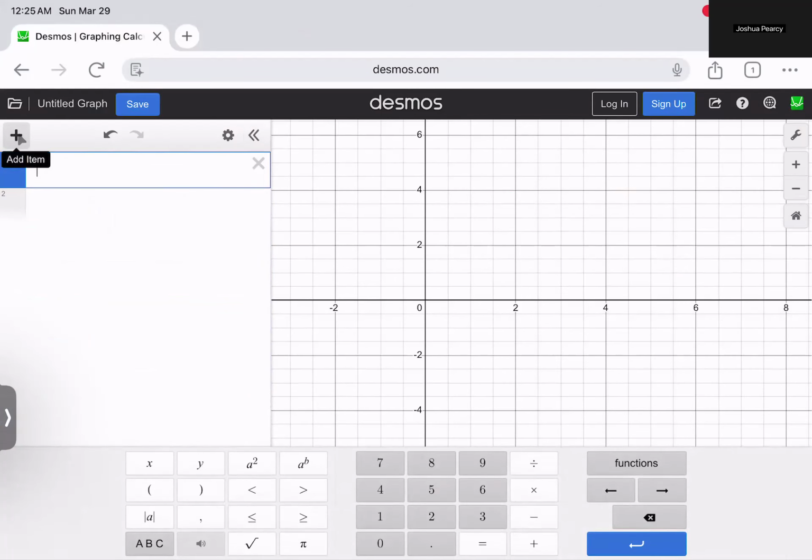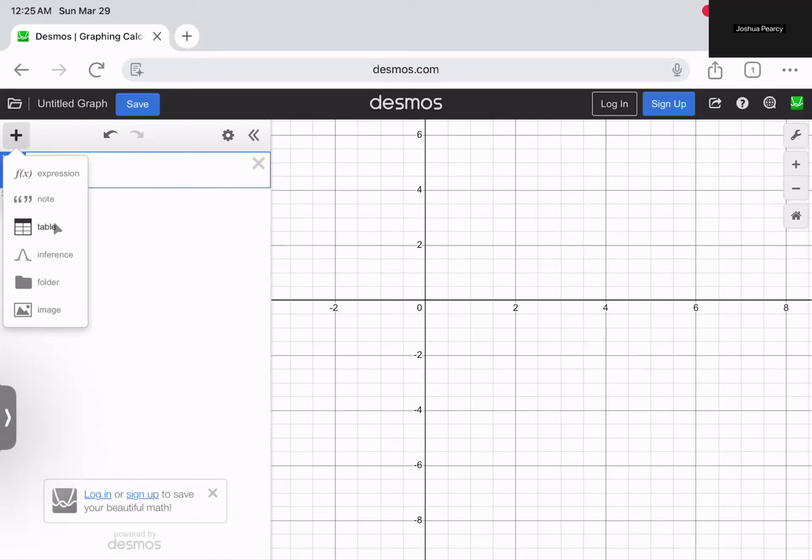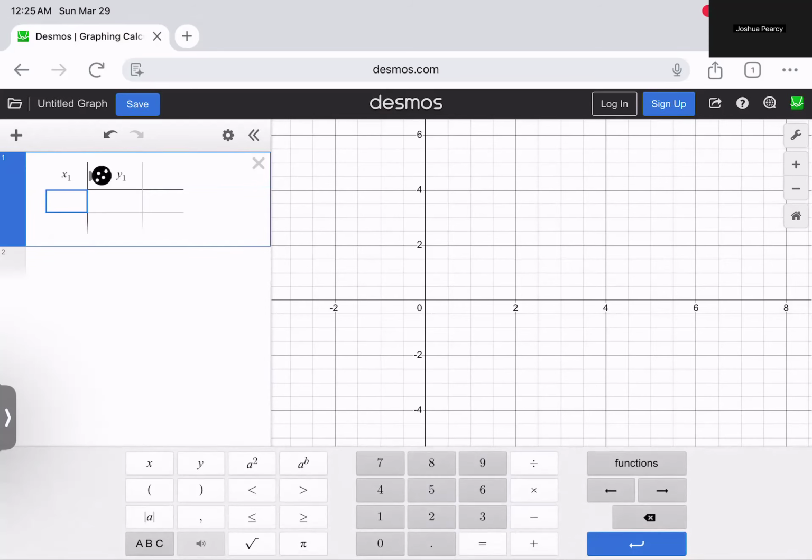You're going to go up here, hit add item, and go to table. What you're going to do here is have a list of x values and a list of y values. In this first column, I'm going to put in the different values of my x's for those ordered pairs. The x values were 2, 5, and 6. Then I'm going to put in the y values, which were 4, 7, and 8. You have to make sure that these match up with the ordered pairs you have.